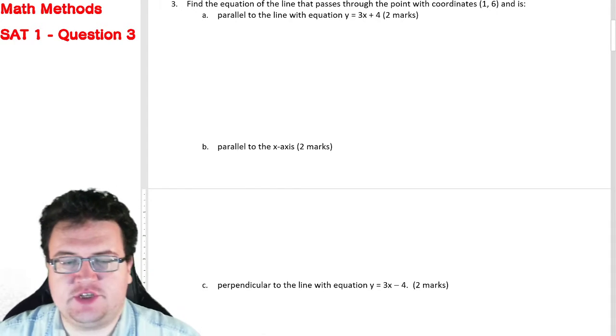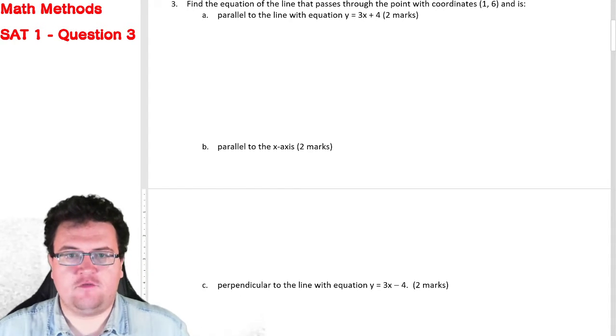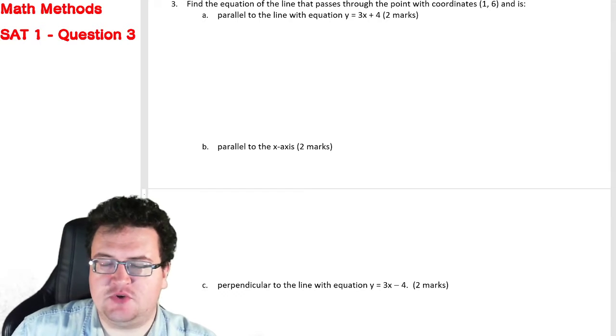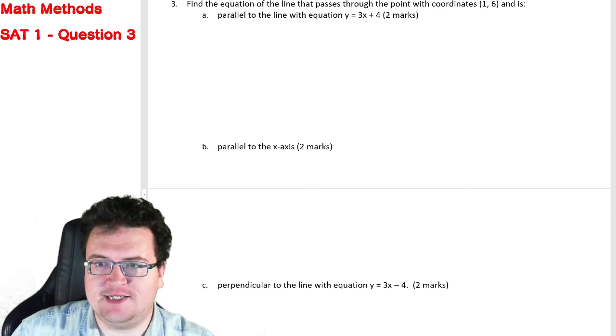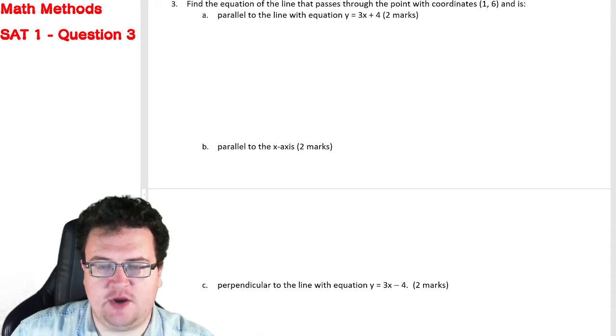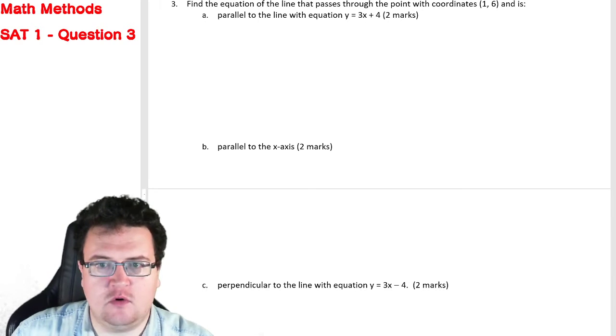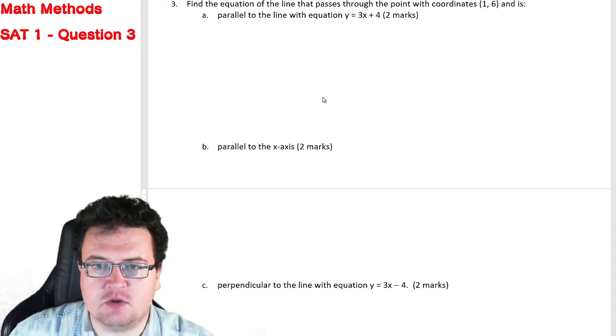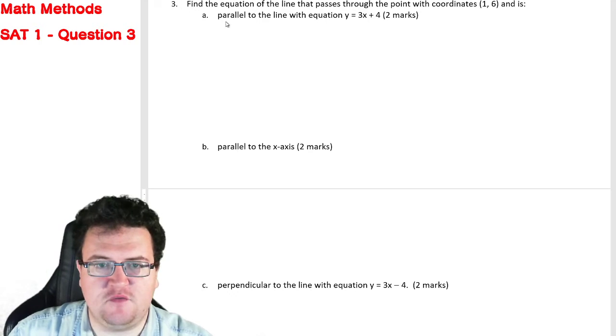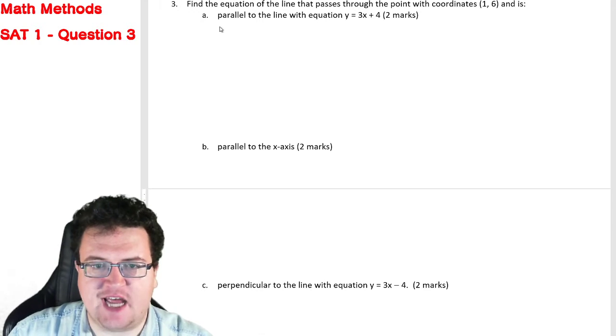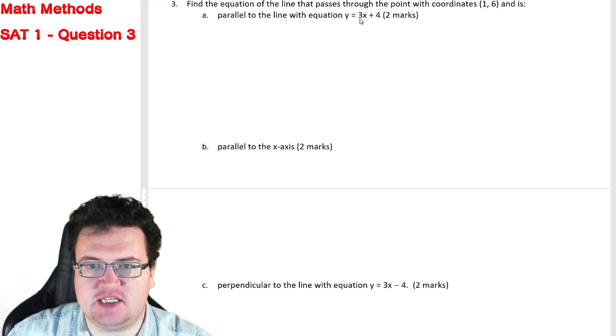All right, looking at question 3. Find the equation of the line that passes through the point with coordinates 1, 6 and is parallel to the line with equation y equals 3x plus 4. So what we need to do here is recognize that because we're looking for parallel lines, we need to take the gradient out of this equation here. In this case, because it is in y equals mx plus c form, we can grab that 3 there.